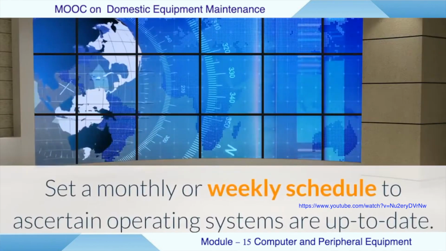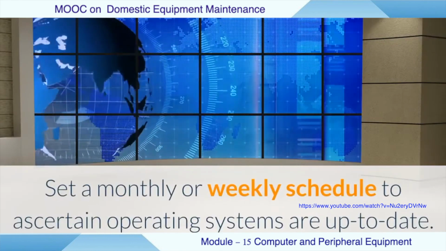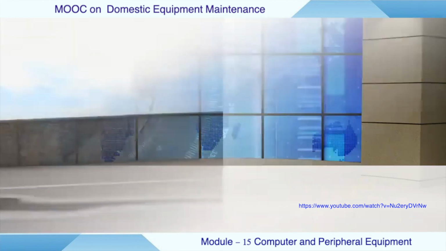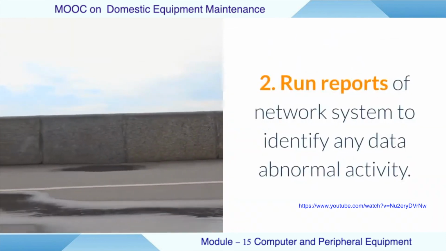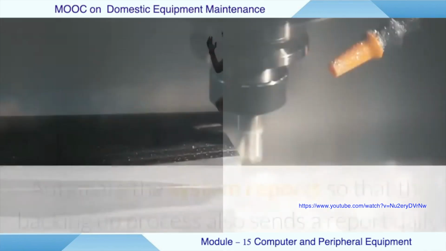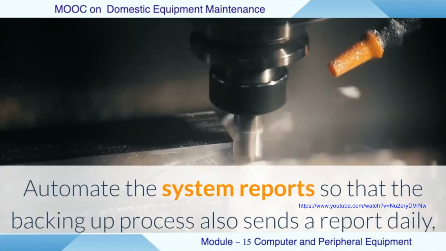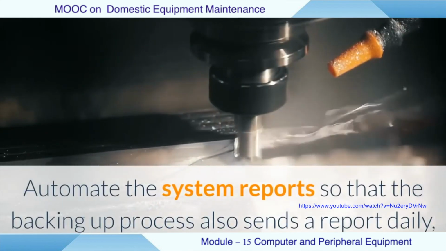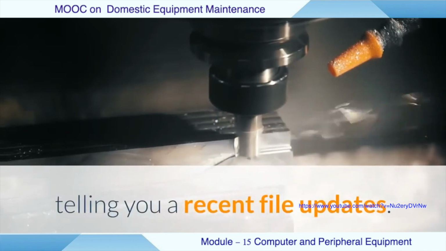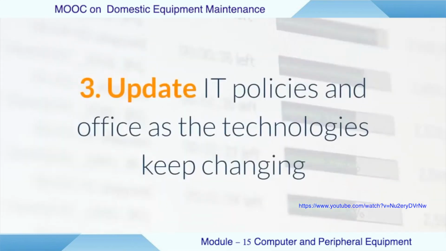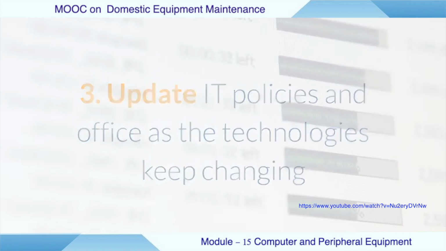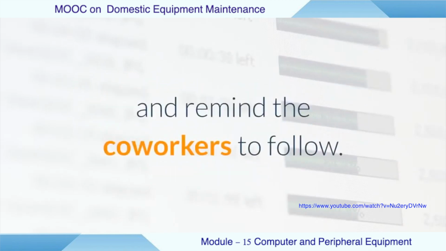Set a monthly or weekly schedule to ascertain operating systems are up to date. 2. Run reports of the network system to identify any abnormal data activity. Automate the system reports so that the backing up process also sends a report daily, telling you of recent file updates. 3. Update IT policies in the office as the technologies keep changing, and remind coworkers to follow.